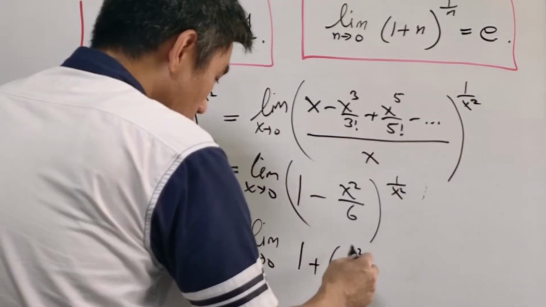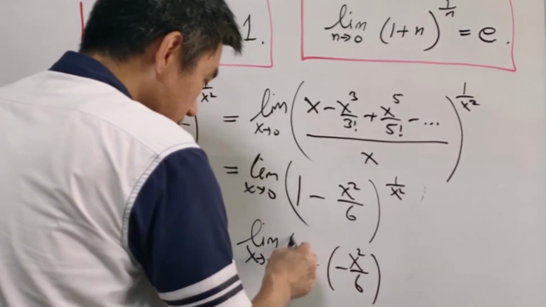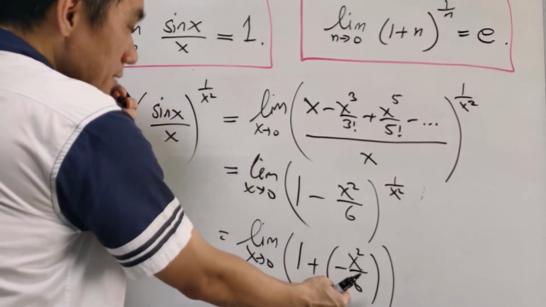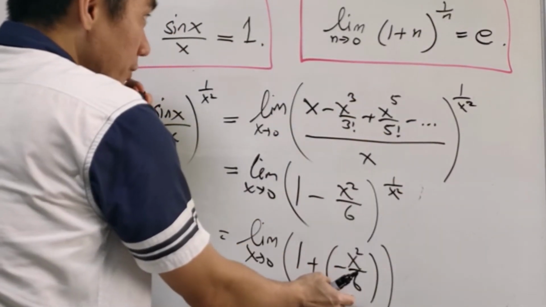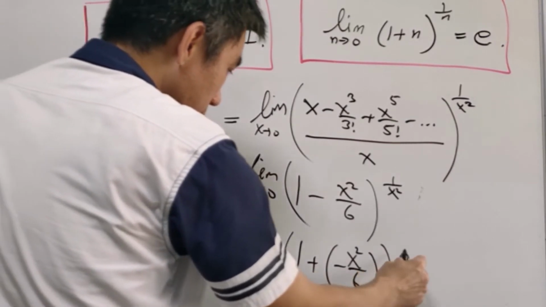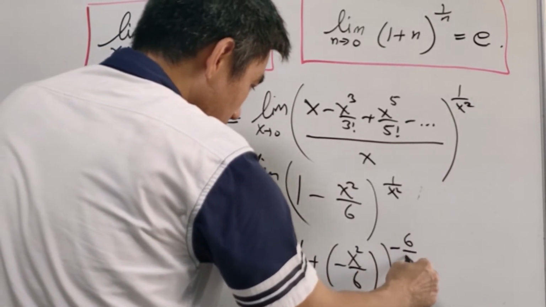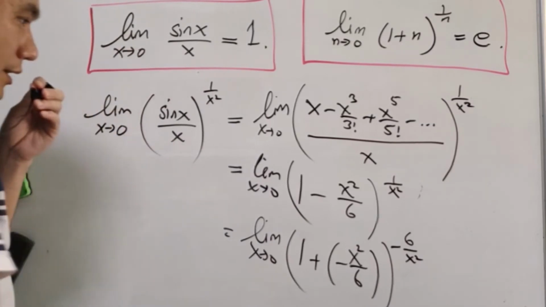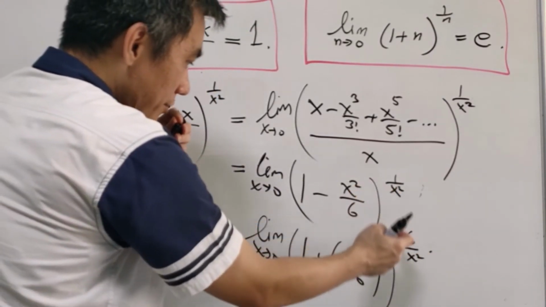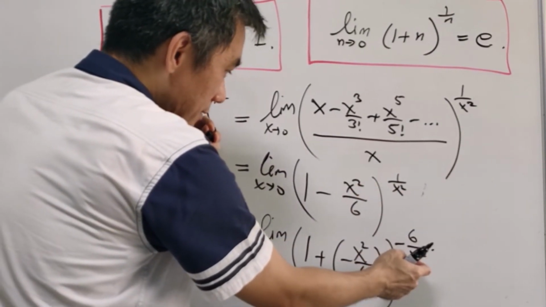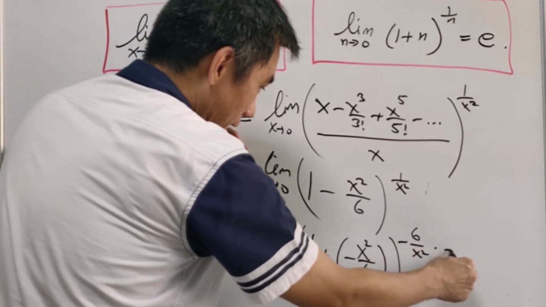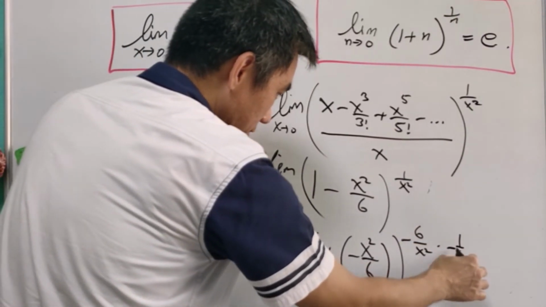So from this step, 1 plus negative x squared over 6, this is n. So we need to write 1 over n. 1 over n will be equal to negative 6 over x squared. Okay, and notice that this is x squared, we have it already. Negative we don't have, 6 we do not have. So this is what we have.